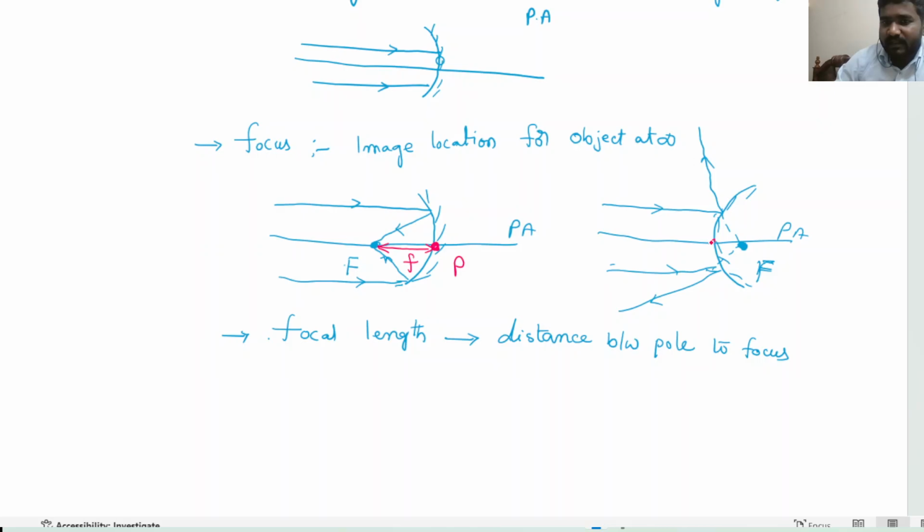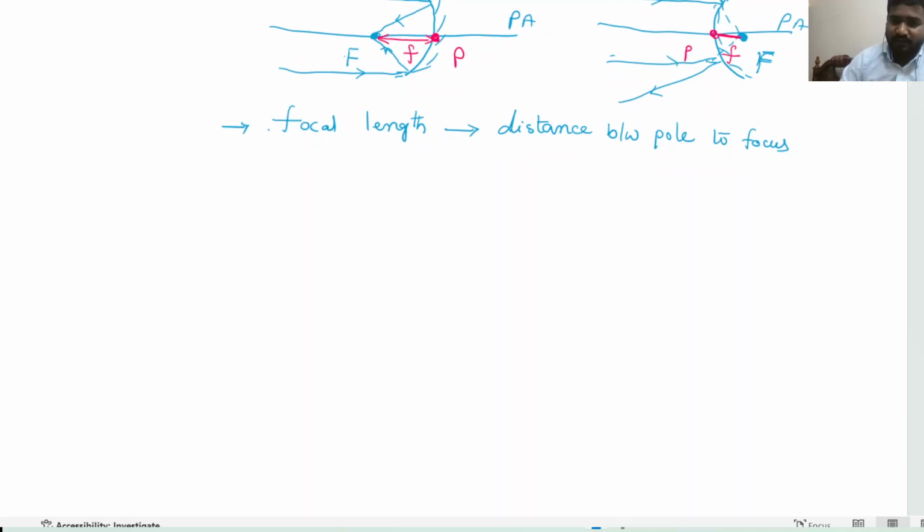Here you can take the pole, and here the focus. Therefore, the distance between the pole and the focus is the focal length. It depends on the focus, and it will give the nature of the image, based on the sign convention of focal length.